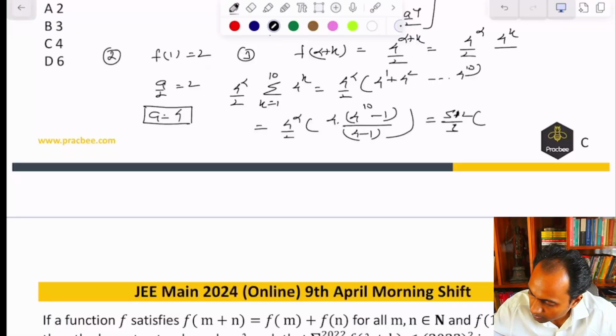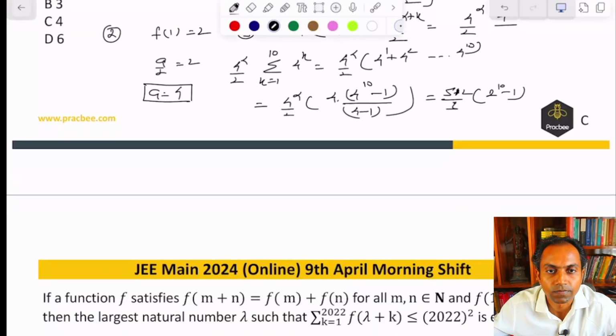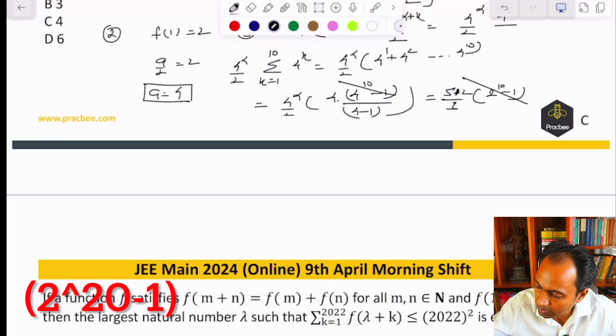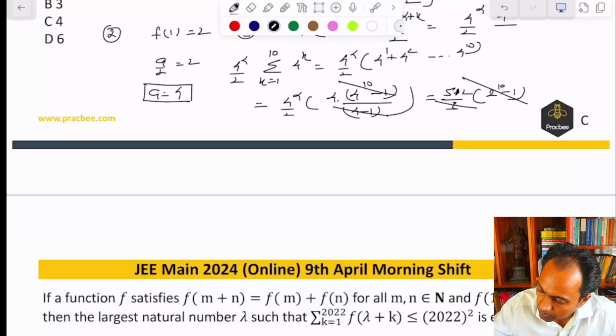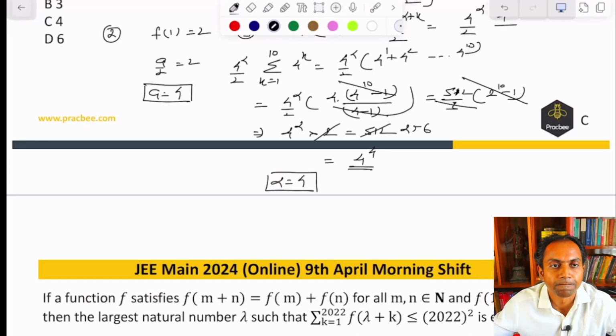5 and 2 by 3 into 2 raised to the power 10 minus 1. So this 2 raised to the power 10 minus 1 can be cancelled out. Here this 3 can also be cancelled out. So now if you look at what we have got, it is 4 raised to the power alpha into 2 is equal to 5 and 2. We can divide, this will become 256. 256 is 4 raised to the power 4, and hence the value of alpha comes out to be 4. That is option C.